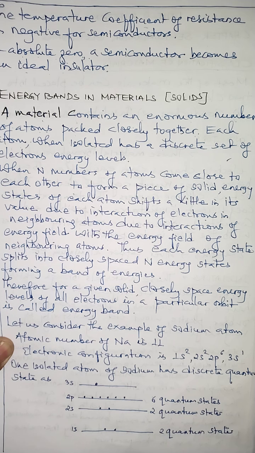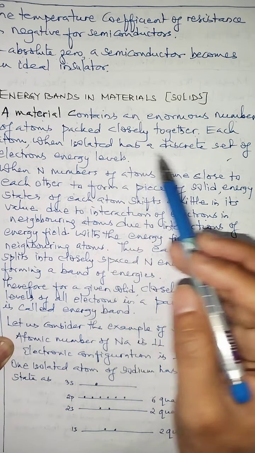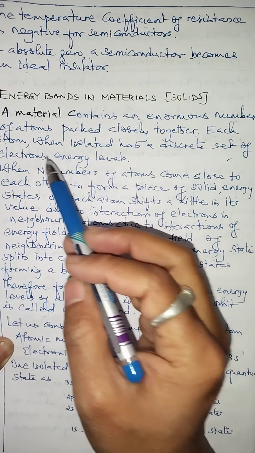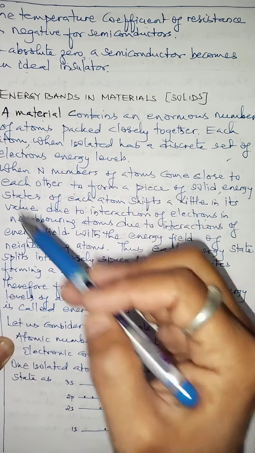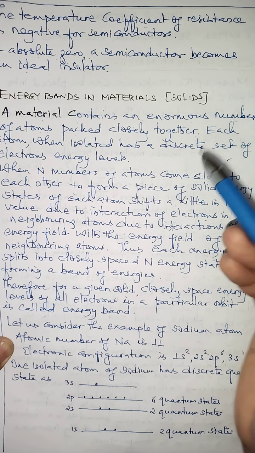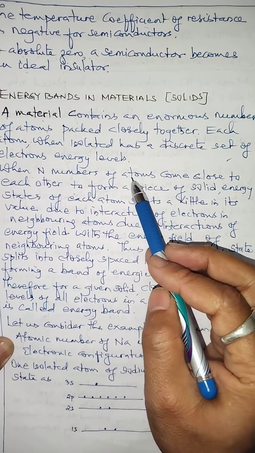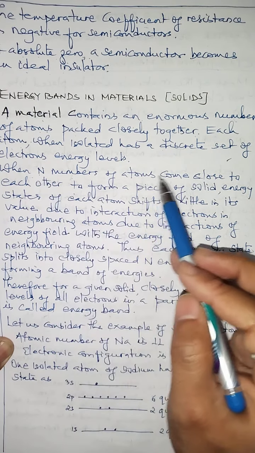Every atom has electrons, and the electrons are in different orbits, and the electrons in different orbits acquire different energy levels. So an isolated atom has a discrete set of electron energy levels. That means the electrons present in different orbits have their own energies, and these energies are always discrete, particular values.